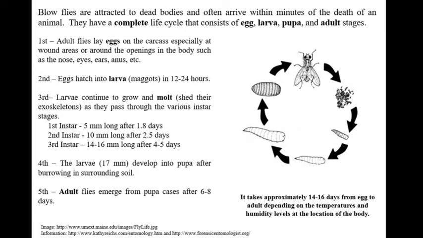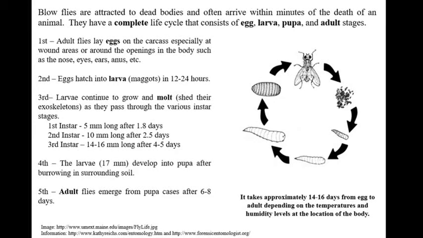So here we will discuss the complete metamorphosis. First, the adult flies lay their eggs on the carcasses, that is, the dead remains of the body, especially at the wound area and the loose openings like the nostrils, the ears, the mouth part, or the cut part where the flesh or the internal content of the body is exposed to these insects or flies.